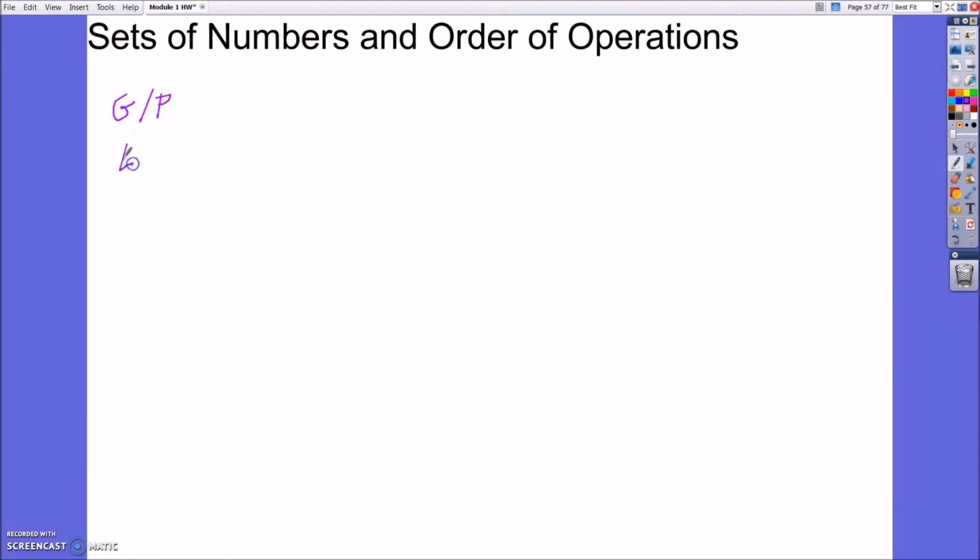Let me go ahead and write that down. And this just shows you the order on how you solve a problem. Grouping symbols. Those are parentheses, brackets, absolute value, exponents, multiply and divide, adding and subtracting.